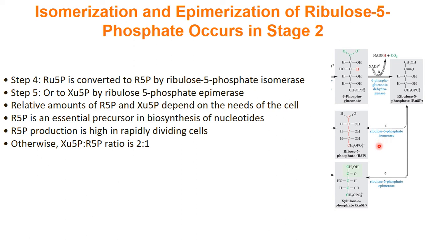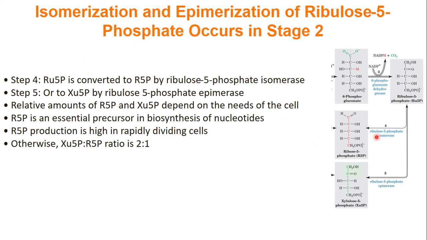Now you might be asking yourself, how do we decide which one we're going to make? R5P or Xu5P? Well, it depends what you want to do. If you are a rapidly dividing cell and you need a lot of DNA, you're going to focus on making R5P because R5P is needed for the biosynthesis of nucleotides.